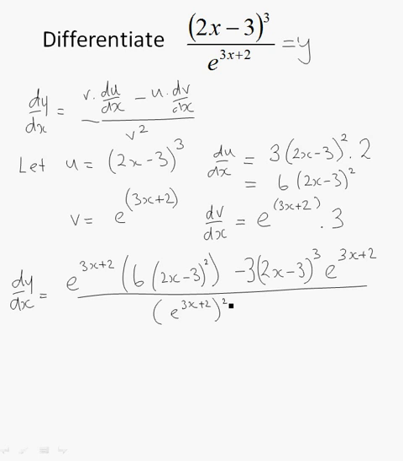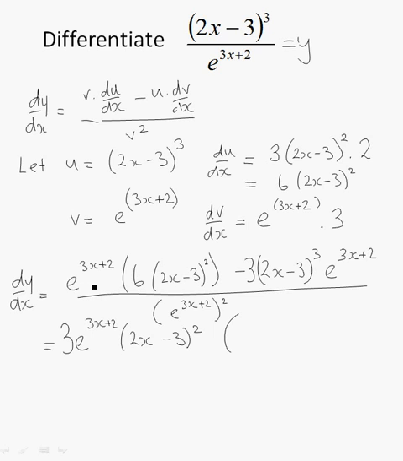It's not a very tidy answer, so a little bit of extra work here just to tidy it up. If we have a look for common factors on the top line, both expressions have an e to the 3x plus 2 in them, and both expressions have a factor of 3 in them as well. There's a 3 there and there's a 6 there. So if I take 3 out as a common factor, and they've both got (2x minus 3) squared. There's a (2x minus 3) cubed here, so I can take 2x minus 3 out twice from that. So I'm going to get another common factor of (2x minus 3) squared. So I think that's all the common factors.